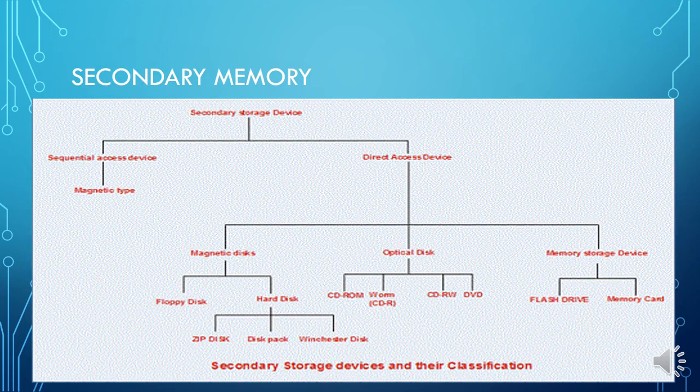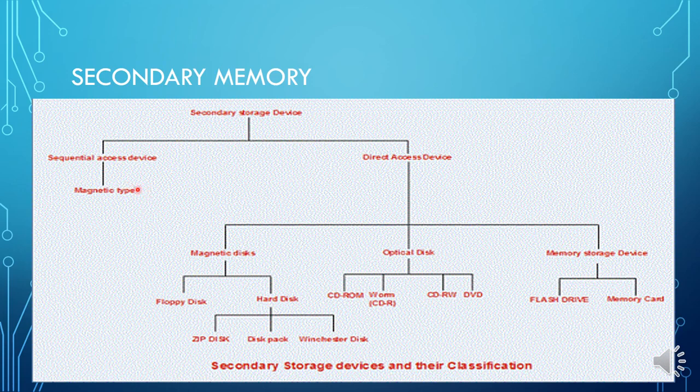Now this is the chart of secondary memory. You can see secondary storage devices. There are two types of access of device. First is sequential and second one is direct access. Sequential is magnetic tape.